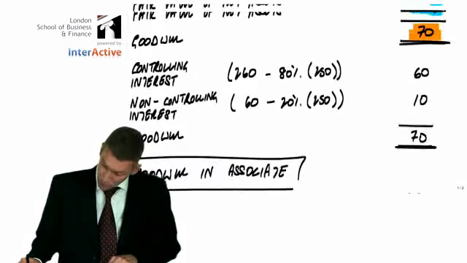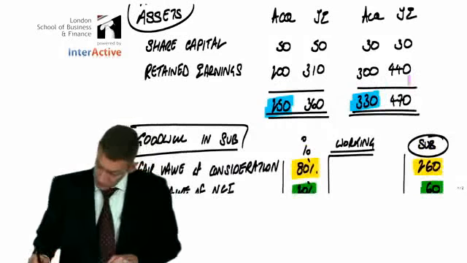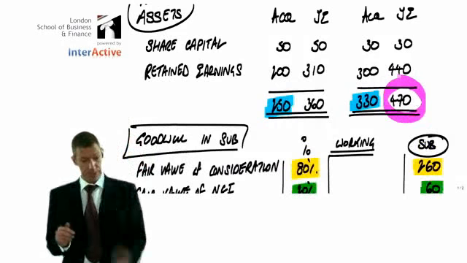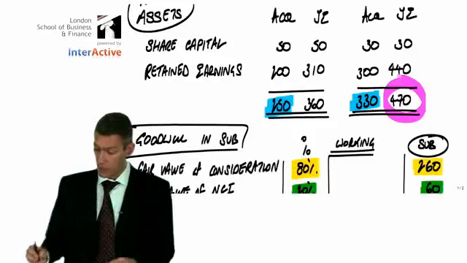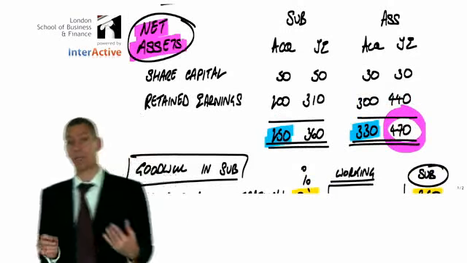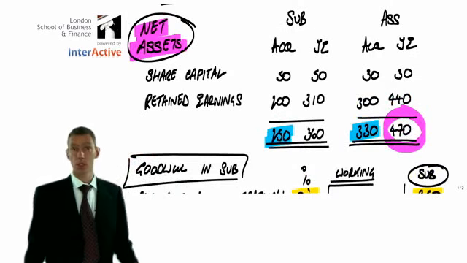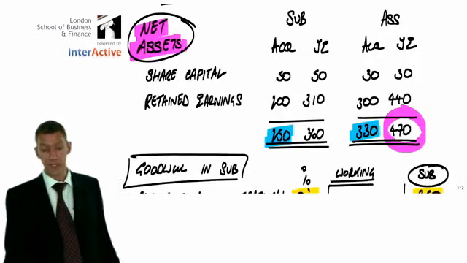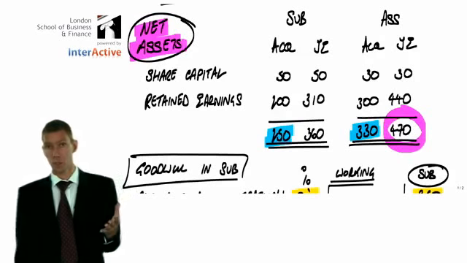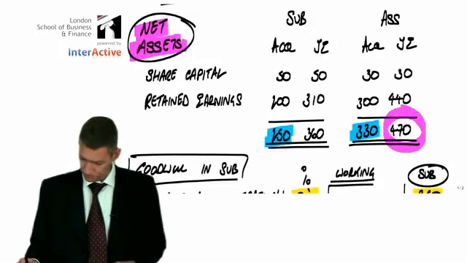But if you look up here, this is the 470 you should be using. Strictly speaking, you should be using your own 470 rather than the examiner's 470, your own net assets rather than the examiner's net assets. Clearly, if there are any complications in this question, such as a provision for unrealised profit in the associate, then you would pick it up in your own net assets working, and then you should trust your own net assets. So 470.